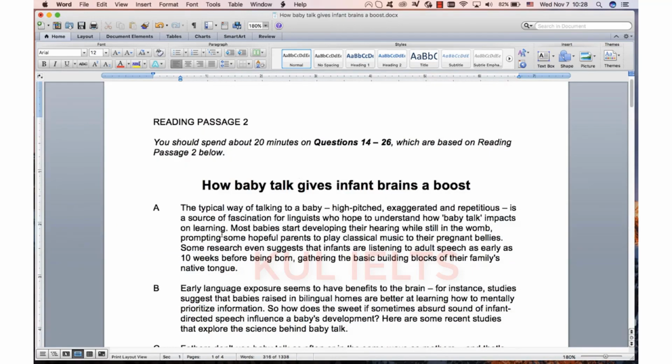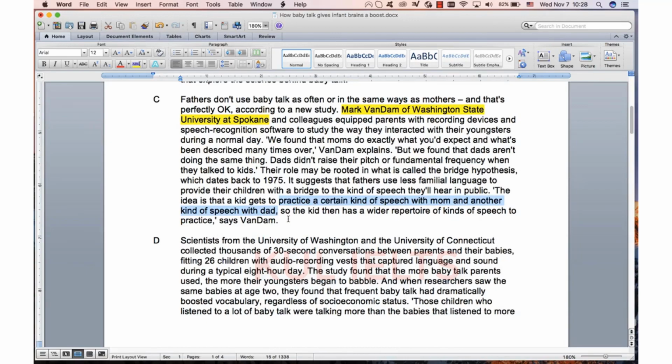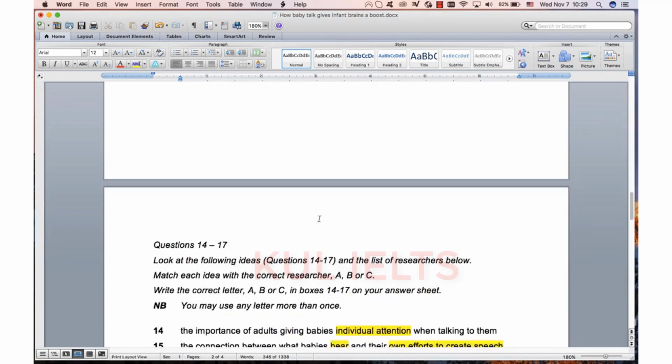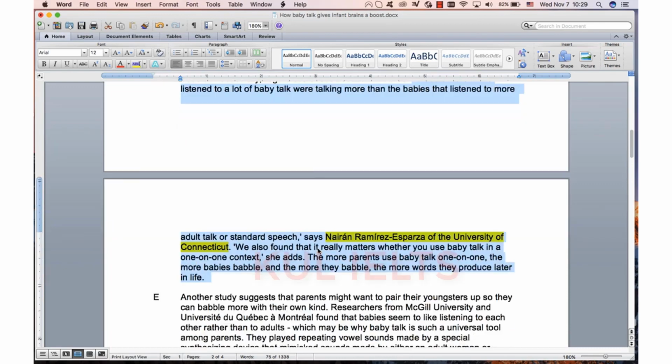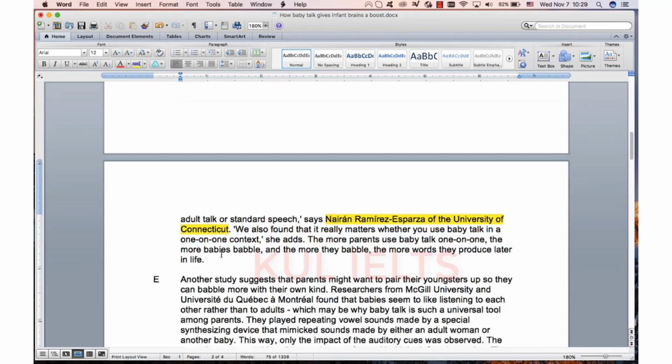So 16 is A. It's probably that over there. Right? Then this woman is over here, and it starts over there where she talks. So it's somewhere over there probably. Those who listen to a lot of baby talk were talking more than the ones that listen to adult talk. We also found where they use baby talk in a one-on-one context. The more parents use baby talk one-on-one, the more babies babble. So they've repeated that, and that's pretty important.